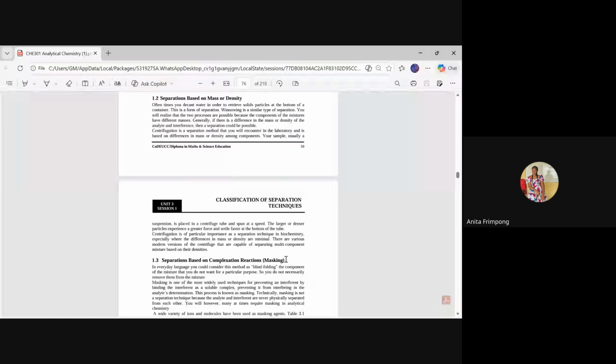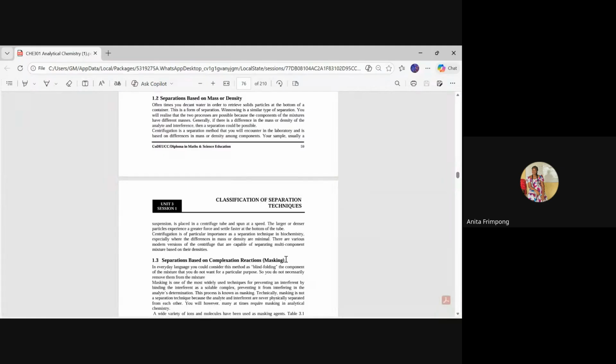All right. Separation based on mass or density. Oftentimes, you decant water in order to retrieve solid particles at the bottom of a container. This is a form of separation. Winnowing is a similar type of separation. You will realize that the two processes are possible because the components of the mixture have different masses. Generally, if there is a difference in the mass or density of the analyte and interference, then a separation could be possible.